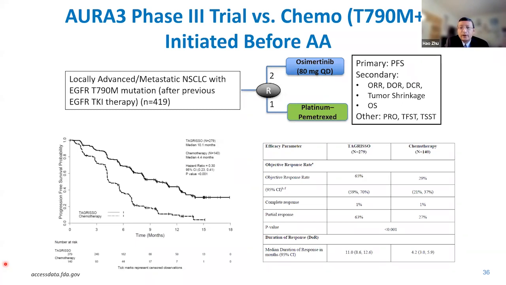And there is a 6-month difference in median PFS between the treatment arm and the comparator arm. The ORR has been doubled in the treatment arm, plus the median duration of the response is 6 months longer in the treatment arm than chemotherapy. Next one, please.